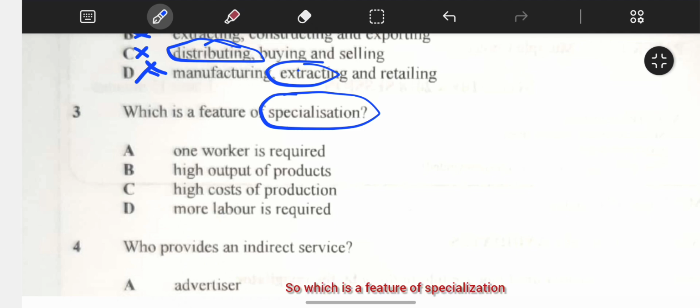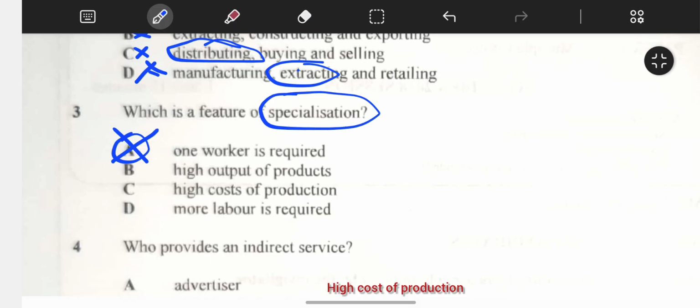So which is a feature of specialization? For part A, we've got 1 worker is required. This one I'm going to say is wrong, because specialization doesn't just have to be 1 worker. It can be 2 workers, it can be 10 workers, it can be a department of workers. So this one is wrong. Then you go on to the next one, high output of products, which might be correct. But let's take a look at the other answers.